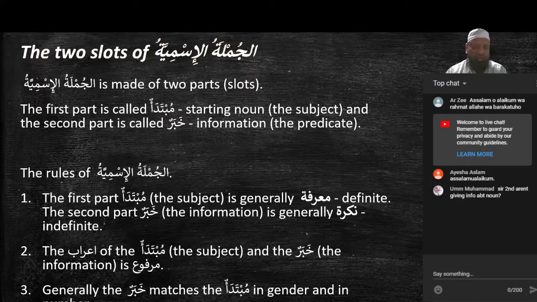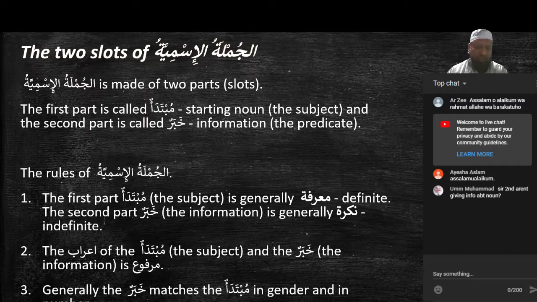Number two, the i'rab of mubtada and the khabar is marfu'. Very simple. So we put the ism in place of mubtada, in the slot of mubtada, and we make it marfu'. And the information we put in a slot of khabar and also make it marfu'.